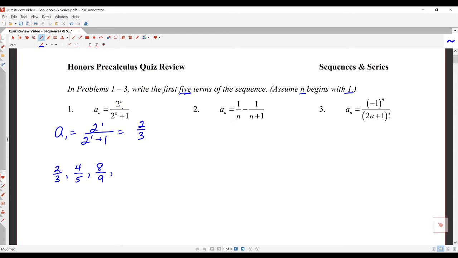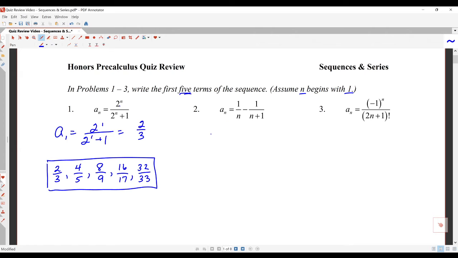Plug in 4, 2 to the fourth, 2 times 2 is 4, times 2 is 8, times 2 is 16, over, and then we just add 1 to that to get our denominator. And 2 to the fifth, I'll let you verify, is 32, and then we add 1, we get 33 in the denominator. So those would be the 5 terms of that sequence.